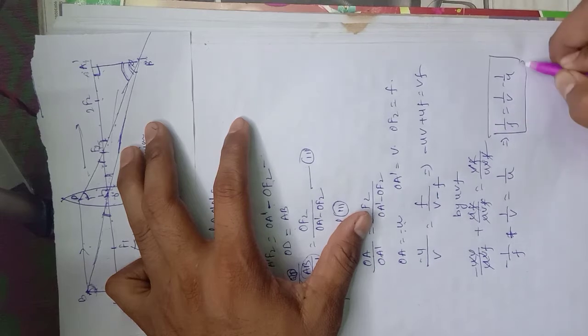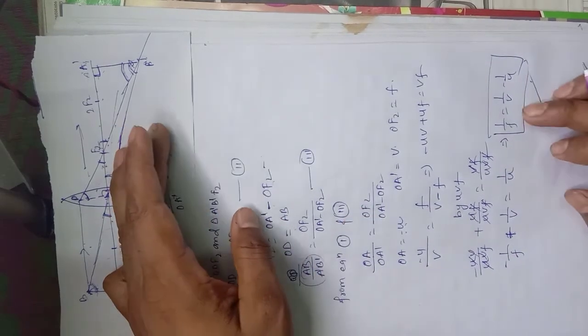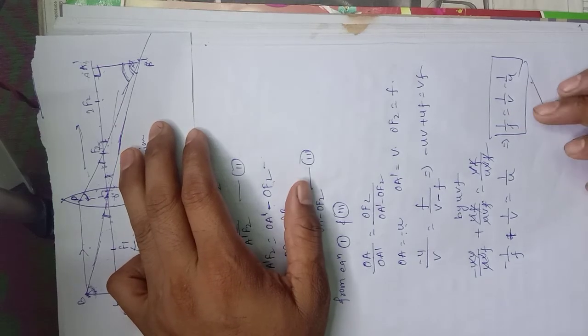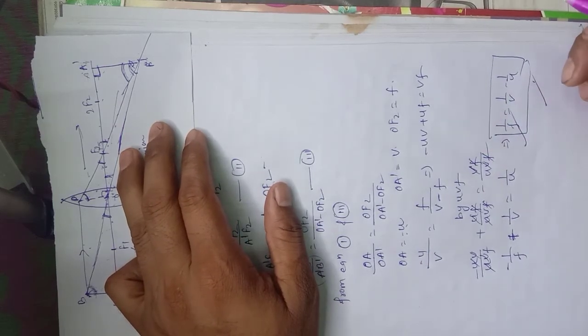Similarly, you can also prove this in the case of the concave lens. So this is the derivation of the lens formula. But the derivation is not in the syllabus, while the lens formula is in your syllabus.